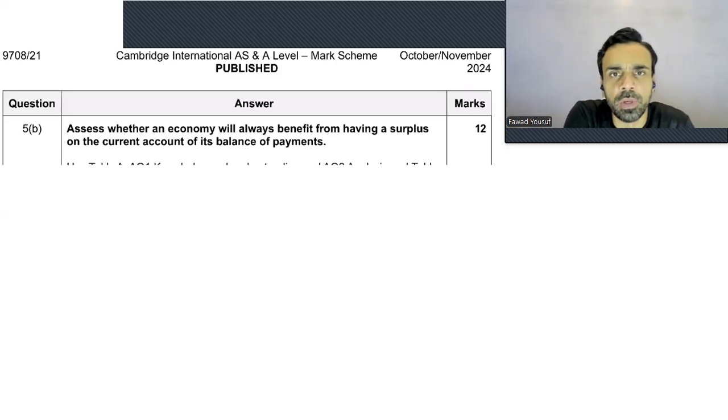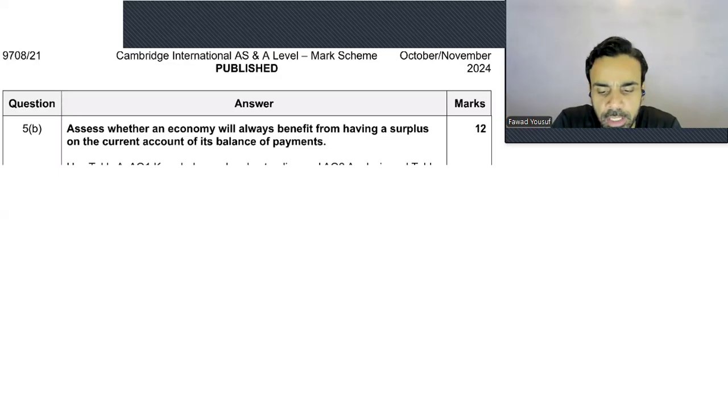Assess whether an economy will always benefit from having a surplus on the current account of its balance of payment. So, a few things about this one. I think we should define a little bit about the surplus in the current account. The inflows are greater than the outflows. Okay, number one. And it can happen.